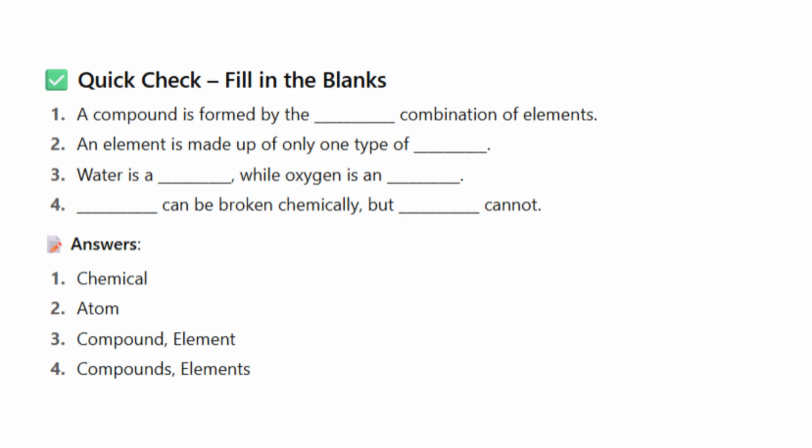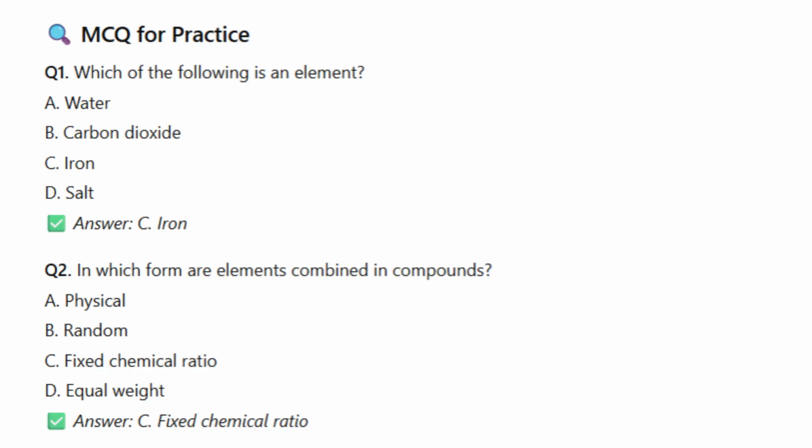MCQ for practice. Q1. Which of the following is an element? A. Water. B. Carbon dioxide. C. Iron. D. Salt. Answer: C. Iron. Q2. In which form are elements combined in compounds? A. Physical. B. Random. C. Fixed chemical ratio. D. Equal weight. Answer: C. Fixed chemical ratio.